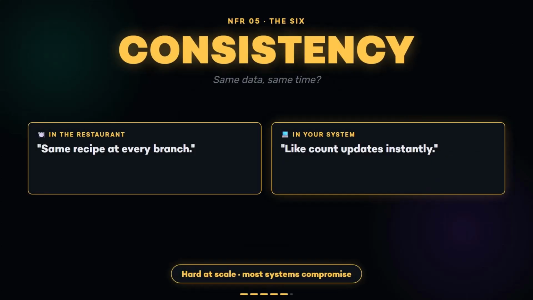Next is consistency. Does everyone see the same data at the same time? In the restaurant, the same pizza recipe at every branch. In your system, if you like a post, your friend sees the new like count immediately. Consistency gets surprisingly hard at scale, and most systems compromise here. That's a whole future video.